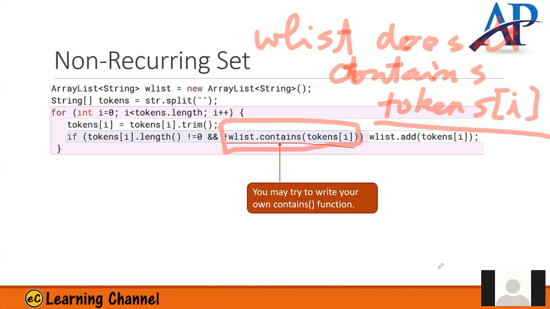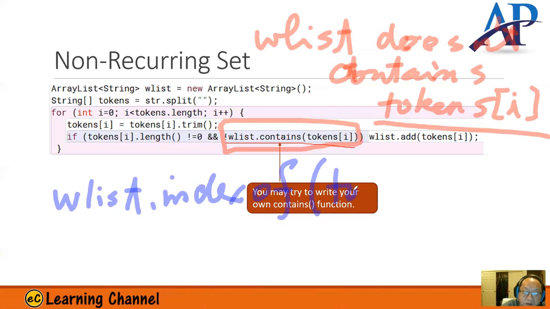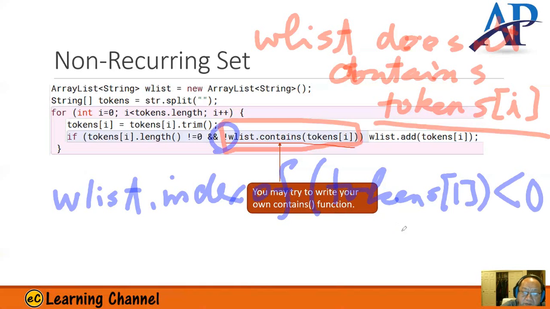You should actually use wlist.indexOf, index of token. Not existing means it needs to be less than zero, because it will return minus one. So contains and indexOf do the same job.